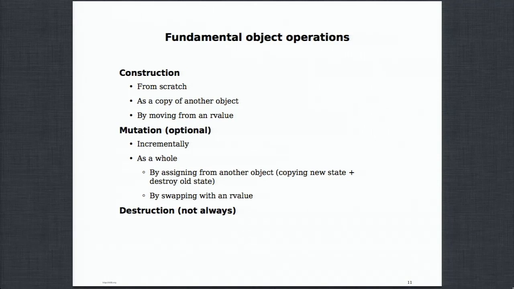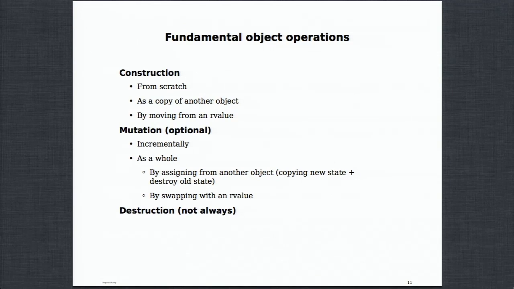Now, fundamental object operations. We know this from C++ or any other object-oriented programming language. You construct an object, you use it, and then it gets destructed. But D brings two more fundamental operations that happen in your day-to-day programming, and even though not mentioned much, they are a part of these fundamental operations. And that's moving from an rvalue or swapping with an rvalue. It is built into the language, and it happens behind the scenes when an rvalue is on the right-hand side.